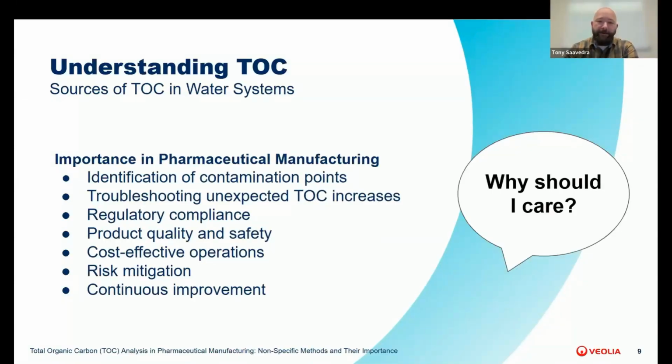By identifying contamination points, trending data for out of specifications, and reducing production delays, TOC analysis can help lead to a more cost-effective operation and help mitigate unwanted risk. All of this knowledge feeds into continuous improvement efforts. The last bullet: as more is learned about TOC sources, companies can refine their water system design, operation, and maintenance, staying ahead of potential issues.